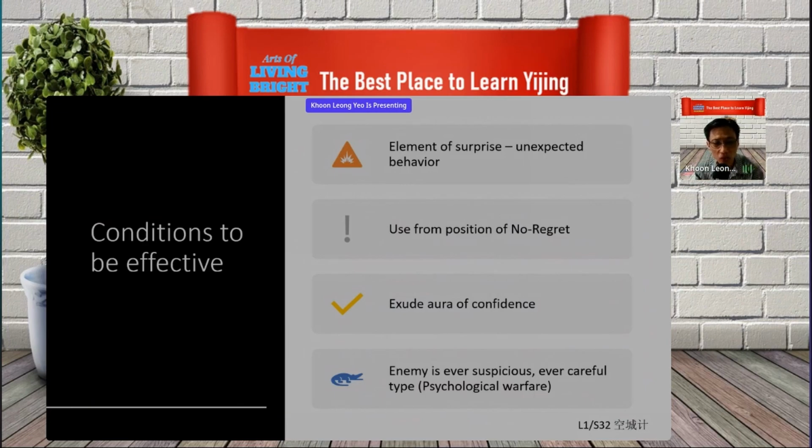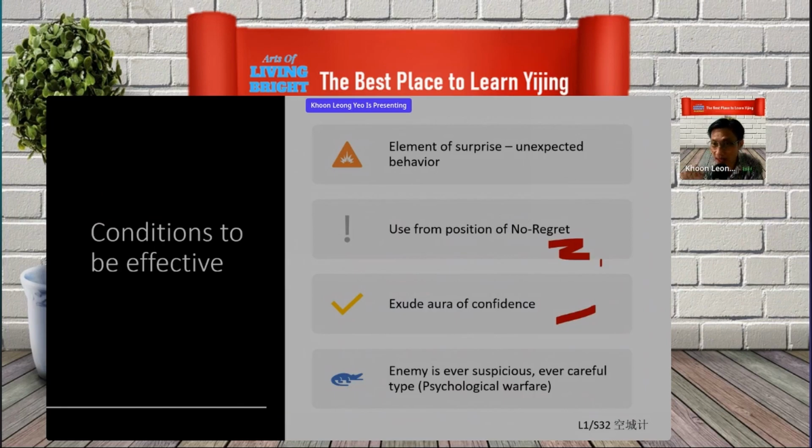Next is use from a position of no regret, meaning since the Singapore government has to use this approach, then if people really attack us, even if we lose for whatever reason, we can't regret doing what we have done. But at the same time, we have to exude an aura of confidence. We cannot be displaying parachute or aerial display or whatever tank display, and then the tank breaks down halfway during the display, cannot move. You get what I mean? So we have to assert the kind of confidence and capability that we know what we are doing, we can do it, and we have that capability.